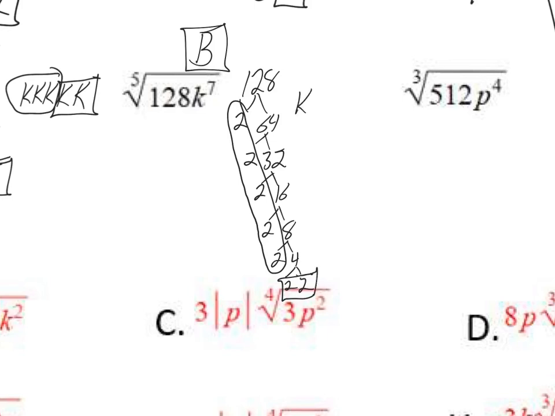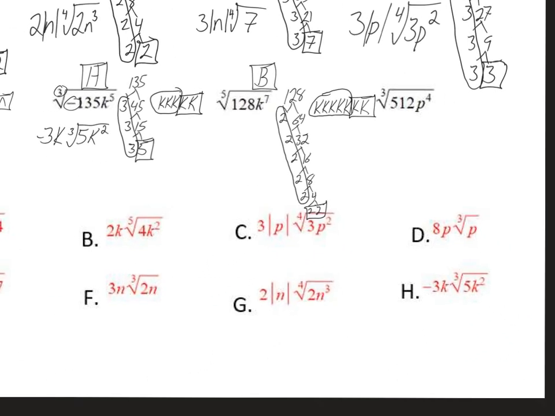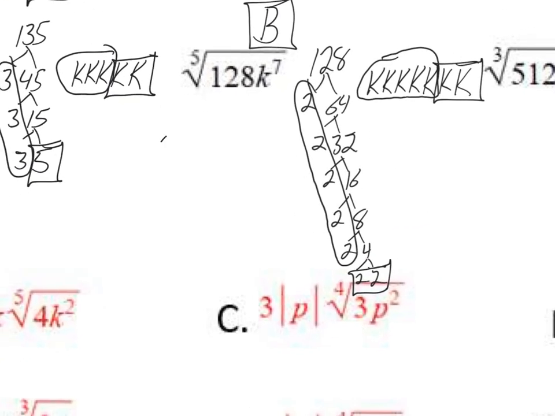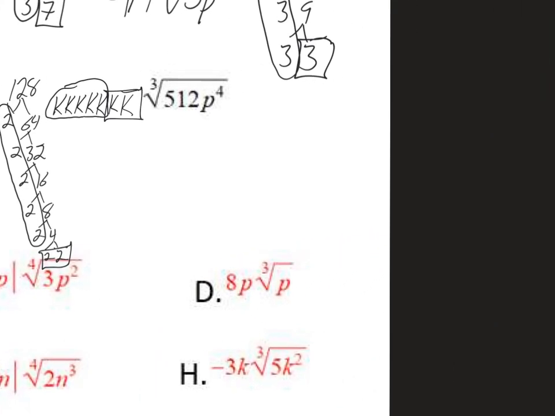I have 7 k's, so 1, 2, 3, 4, 5, 6, 7. I'm going to put a circle around 5 of them. So 1, 2, 3, 4, 5. I'm going to put a box around what's left over. So to finish this off, I have a circle of 2's and a circle of k's, fifth root. What's in my boxes? 2 times 2 is 4, so radical 4. And then k to the second, because there were 2 k's left over. Okay, go ahead and try the very last one.